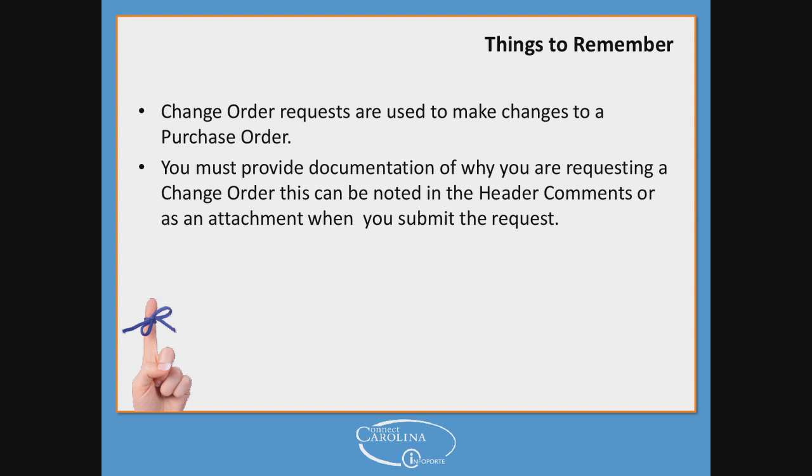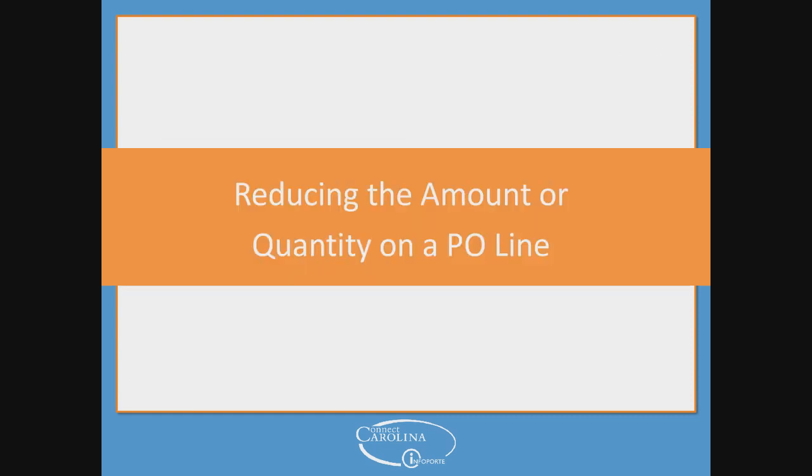So now let's get going. The first item we will cover for change order requests is reducing the amount or quantity on a PO line. For this and all other change requests, you will begin in Connect Carolina the same as you would before by following the menu path to create a new requisition.